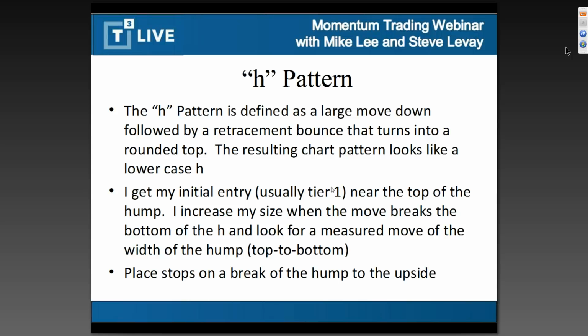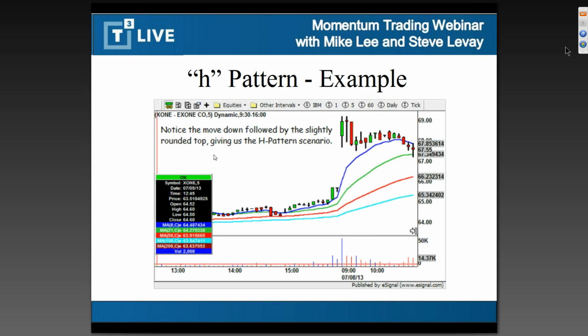So let's talk about one stock that we are looking at with the H pattern. We're going to talk about X1 from actually yesterday. And as you can see here, we had a nice big move down, about $1.50 right about 10 minutes into the day. And then as you can see here, the stock tried to rebound a little bit, but couldn't, and it started to roll over. This is where I see my H scenario developing here.